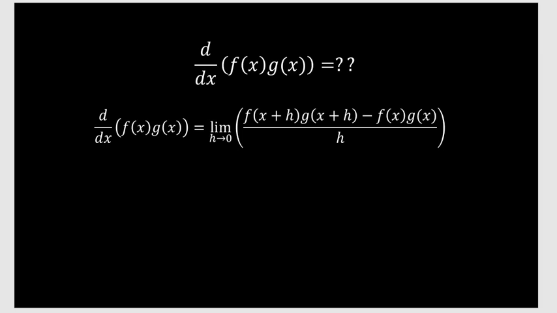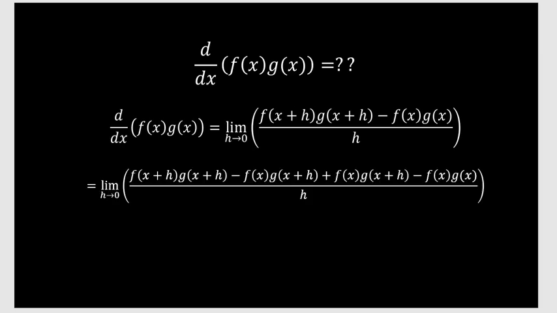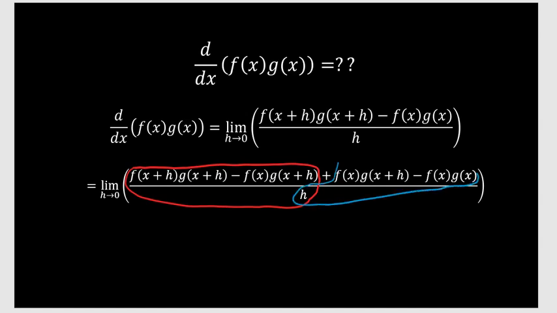And what we're going to add and subtract in the numerator is the quantity f of x times g of x plus h. So we're adding and subtracting that guy right there. We're just adding a big fancy 0 to this. We're not changing the actual quantity that we have. So now, I'm going to look at this entire thing, but in two separate chunks. I'm going to look at it as these first two terms over h plus those two terms over h.